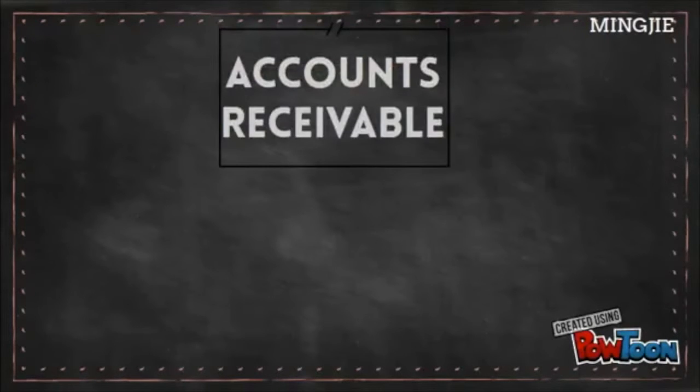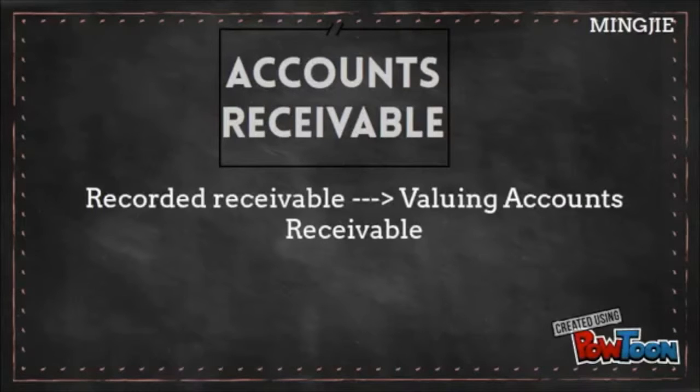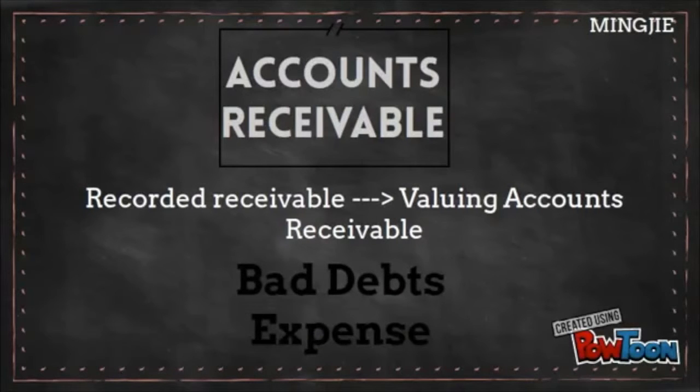Now I'm going to introduce valuing accounts receivable. Once receivables are recorded in accounts, the next step is to report those receivables on the balance sheet. However, some receivables will be uncollectible. All the credit losses are debited to a new account, which is bad debts expense.